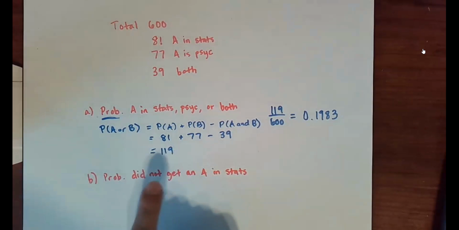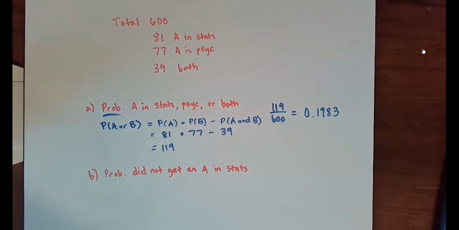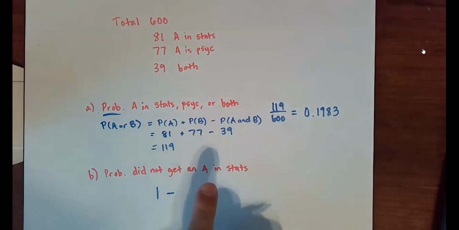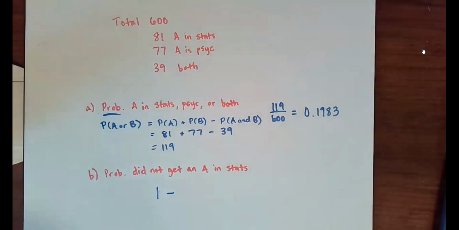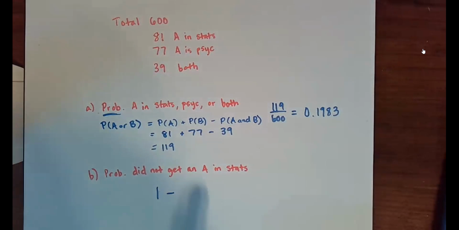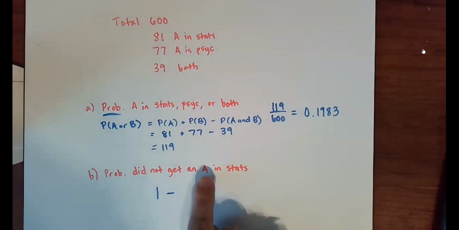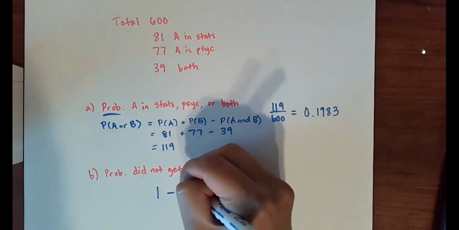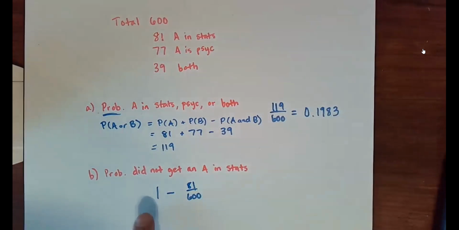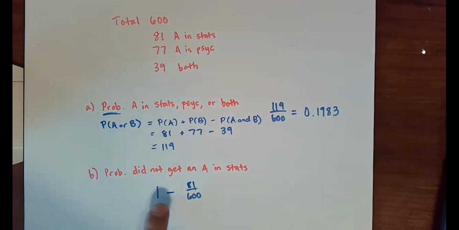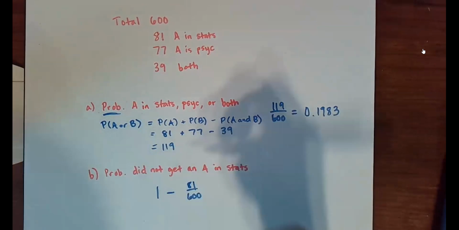Okay, so when it comes to the complement, using the word not, your formula is that we always start with the guarantee of 1, and we're going to subtract this event. So if I take out those that made an A in stats, it's going to leave me with those that did not get an A in stats. So in other words, the ones that made a B and a C and a D and so forth. Okay, so again, I want to know how many got the A in stats, which is 81 out of 600. So again, we start with a guarantee of 1. We subtract those that got an A in stats, and that's going to leave us with the amount that did not get an A in stats.